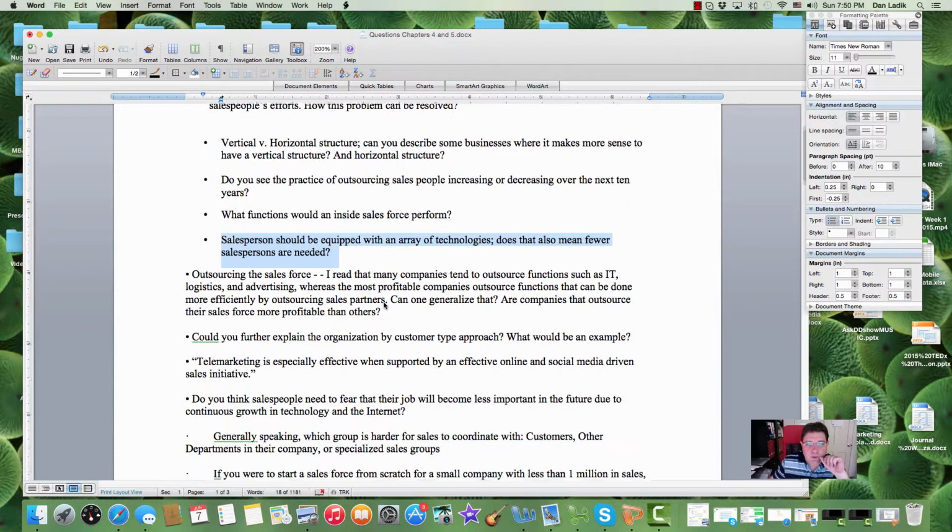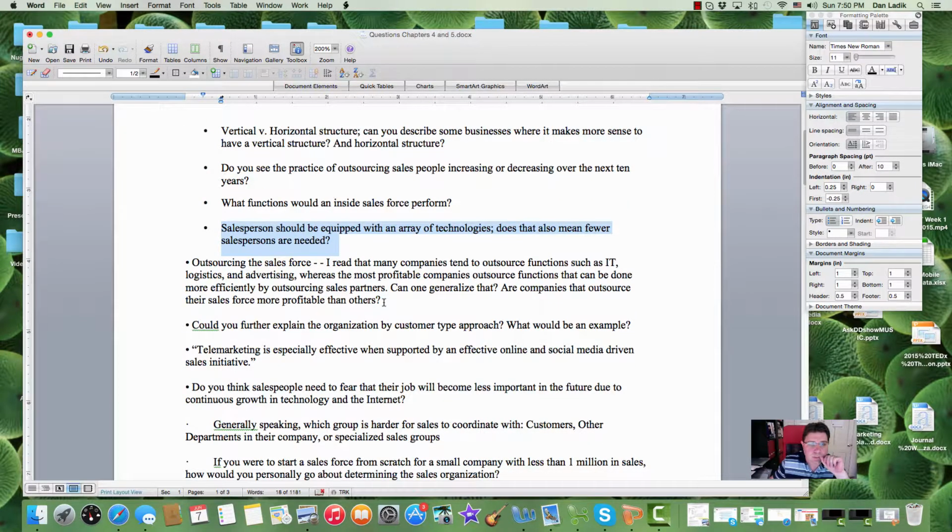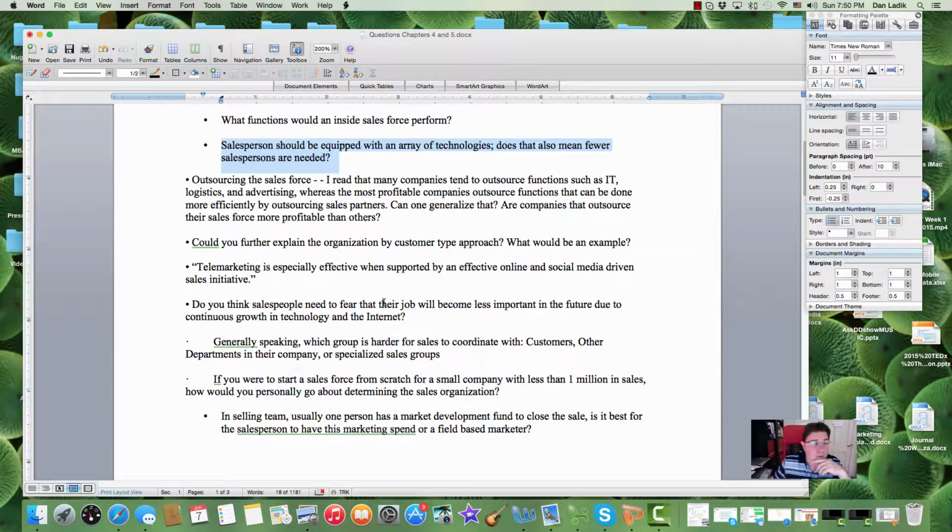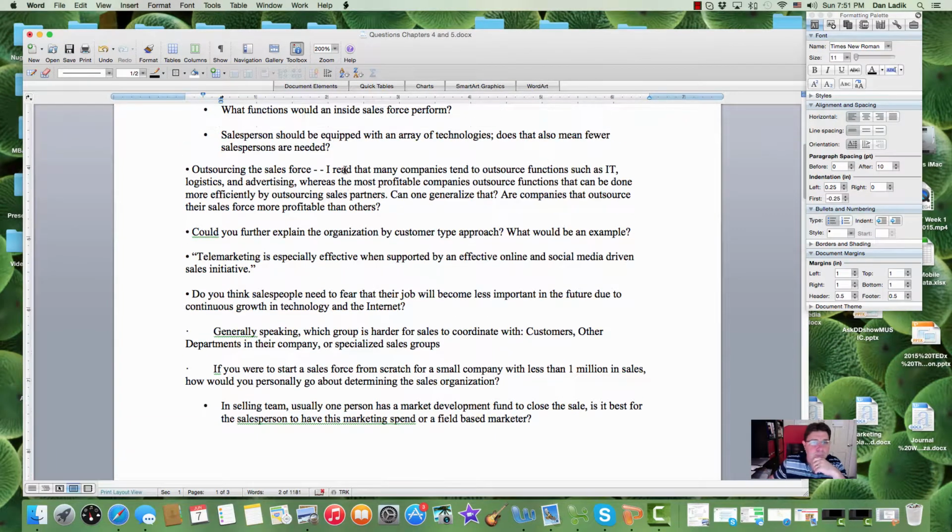Salespeople should be equipped with an array of technologies. Does that also mean fewer salespeople are needed? I don't think so. Technologies may help you sell, but I don't think they can sell in and of themselves. Not in most B2B, where the price is never exact, the price is contingent on a number of factors, and you have complex sales. It really depends on how much, when, how you're going to ship, what type of, you know, we're talking about manufacturing things. We're not going to use technology to sell aircraft engines. It's just not going to happen.